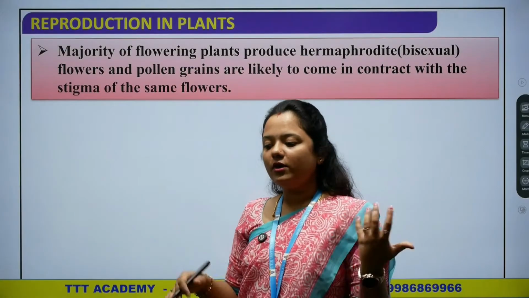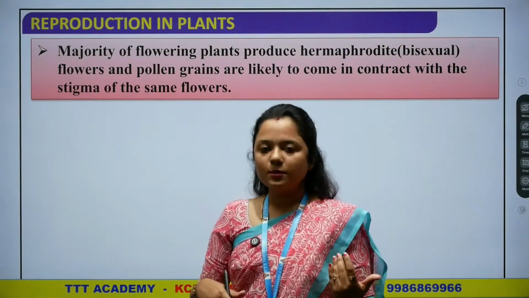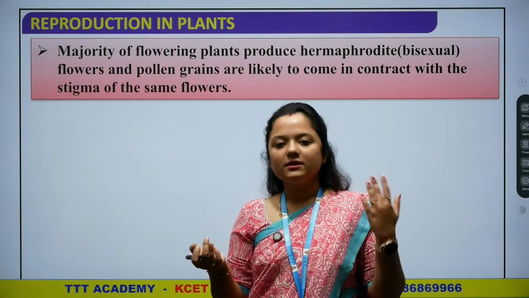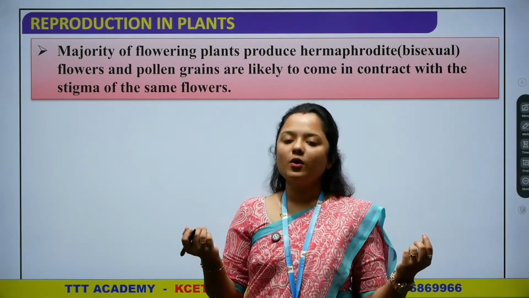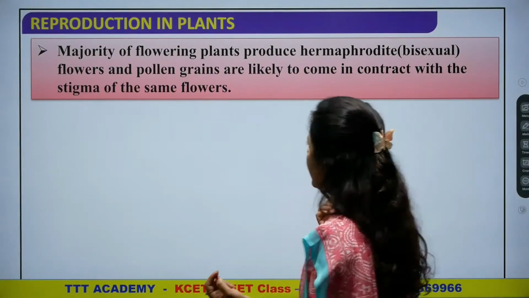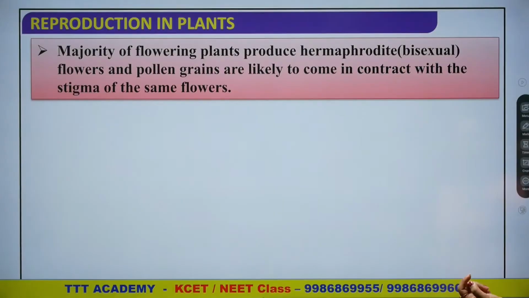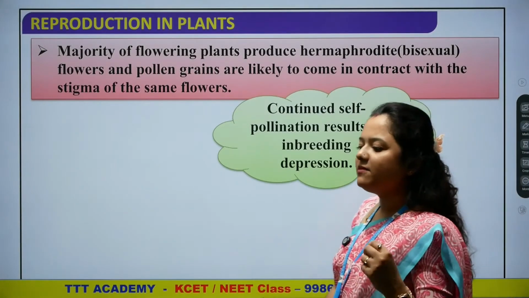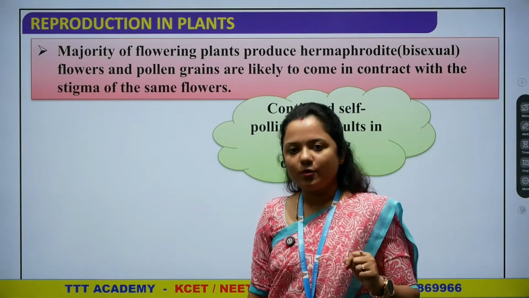Instead of searching or having accidental cross-pollination, it has both the gametophytes in itself, so the chances of self-pollination are more in bisexual flowers. So that is what happens in these hermaphrodite flowers. Okay, so what happens when there is continued self-pollination?